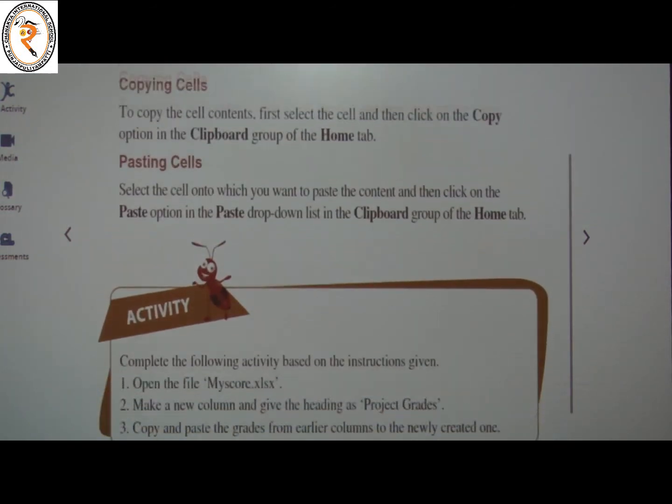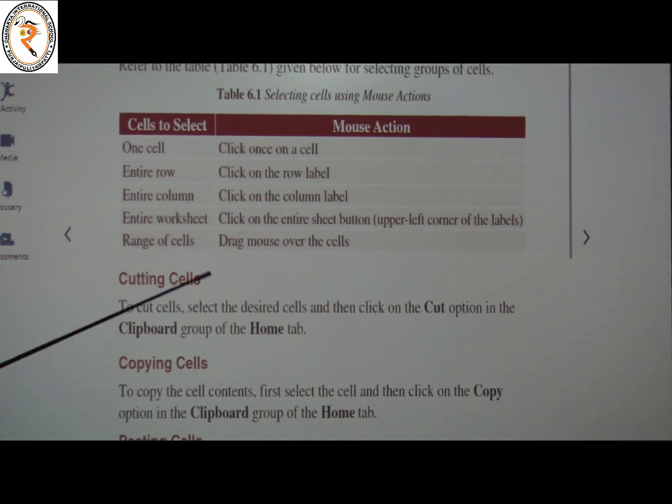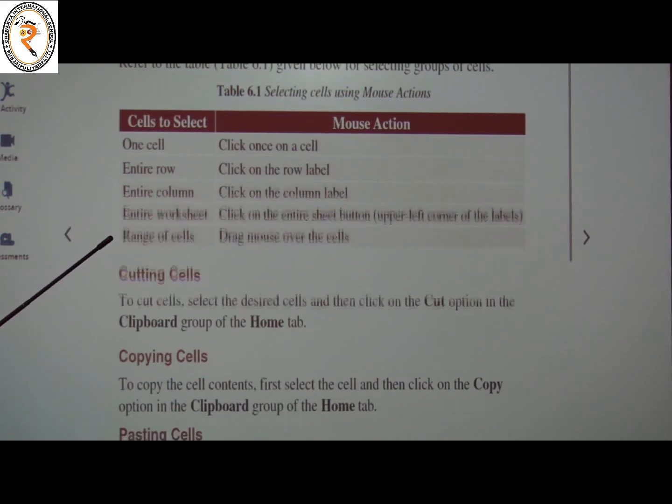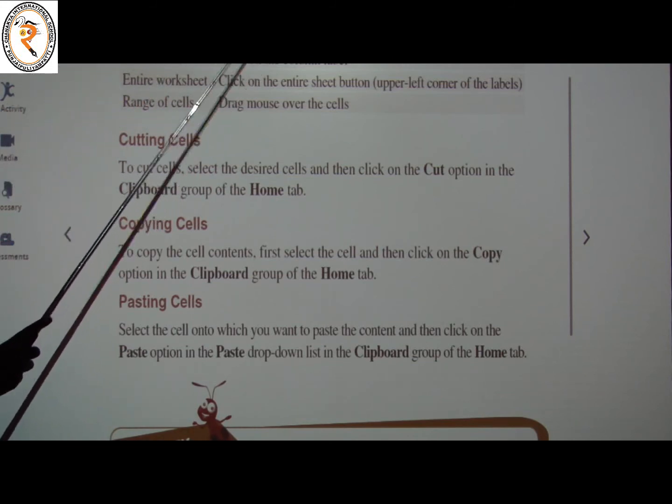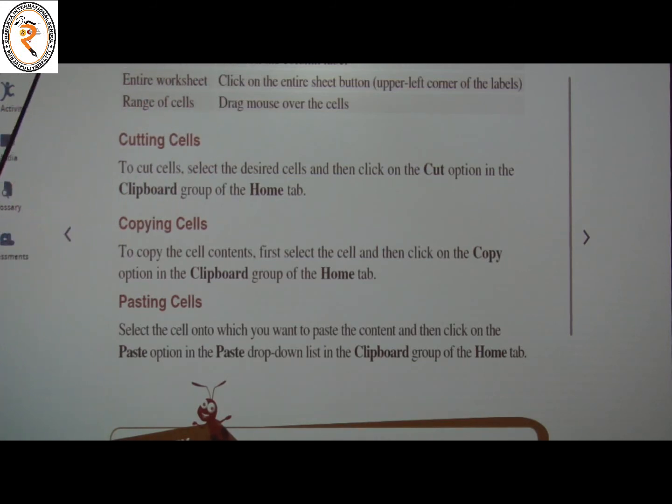Next we are moving to selecting cells. In this table we can see one cell. To select one cell, click once on the cell. To select an entire row, click the row label. To select an entire column, click on the column label. To select the entire worksheet, click on the worksheet button. To select a range of cells, such as from 1 to 5, 1 to 20, 1 to 30, drag the mouse.